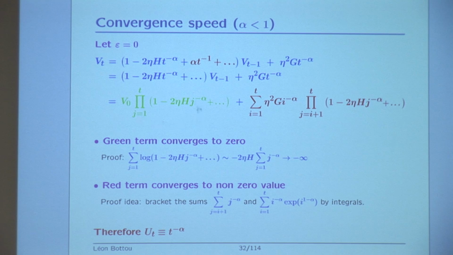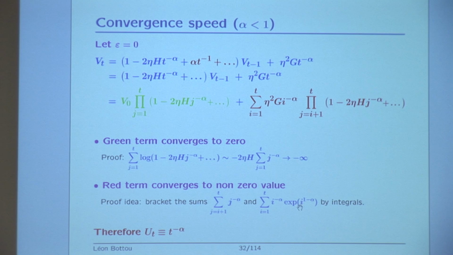The green term converges to 0. We already discussed that. And the red term, well, it's exactly the thing I said, except that you have to bracket these two sums with integrals. So this one, the sum over j minus alpha, is going to give you a term in exponential I to 1 minus alpha. And you have an I minus alpha that comes from here. And this time, the derivative of exponential I to 1 minus alpha is I minus alpha exponential I.